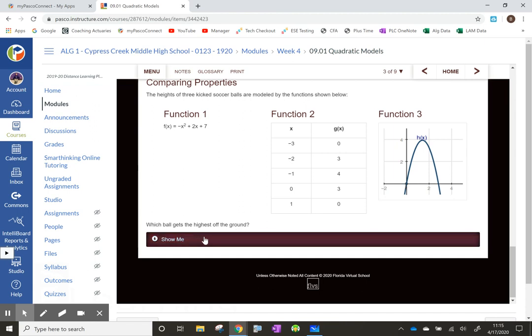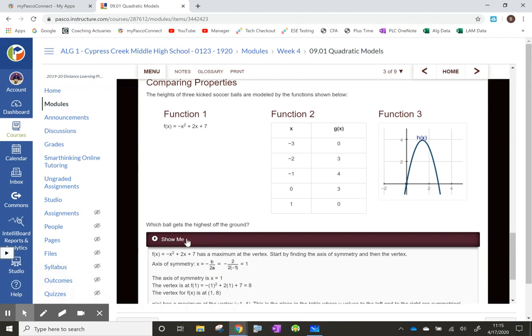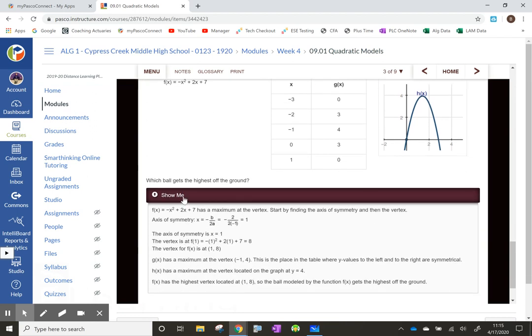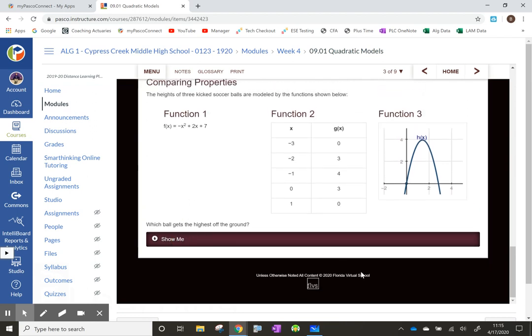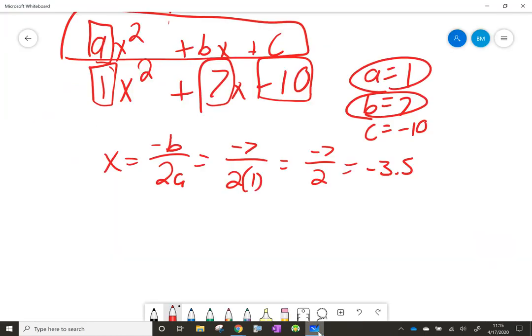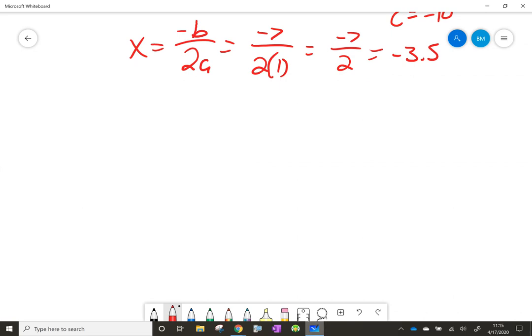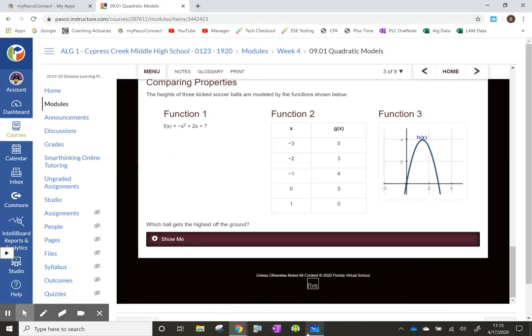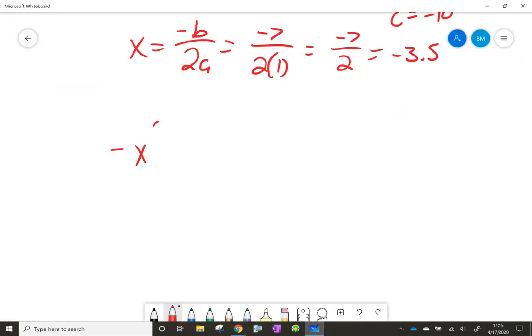And how we would answer this is we would look for a vertex. This has nothing to do with the domain and range, but it looks for the vertex. So here's something that we talked about vertex in 8.07, but we're going to, of course, come back to it more. So when you have a quadratic, like the first function, which was negative x squared plus 2x plus 7.